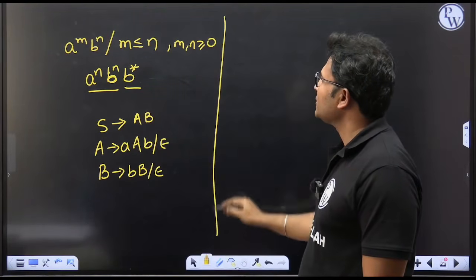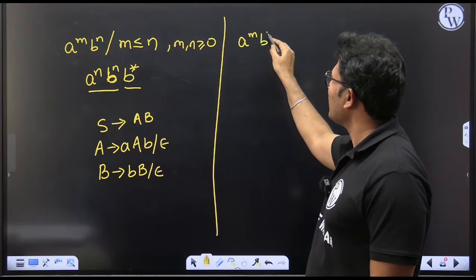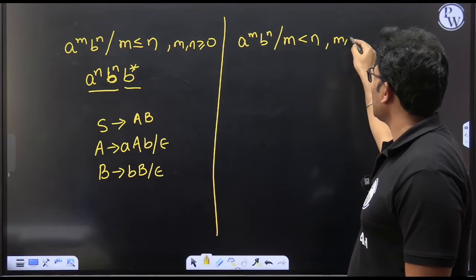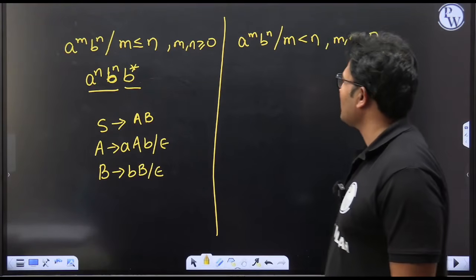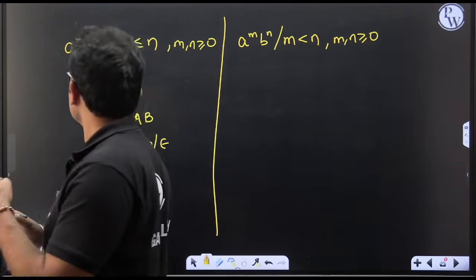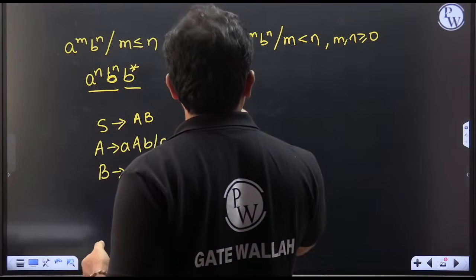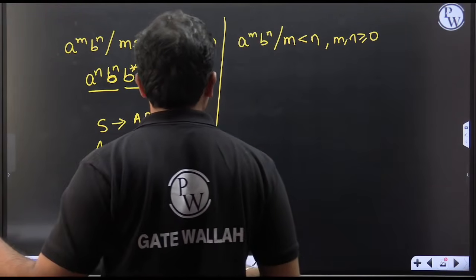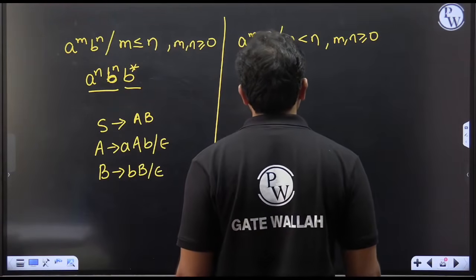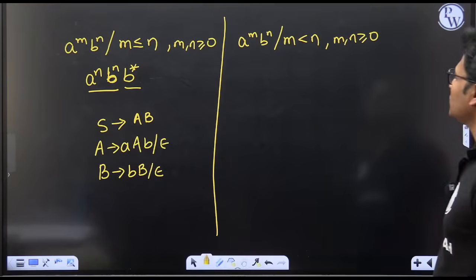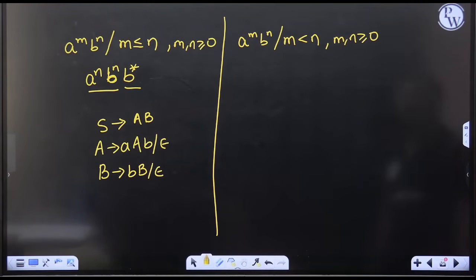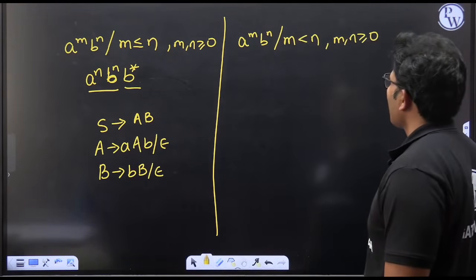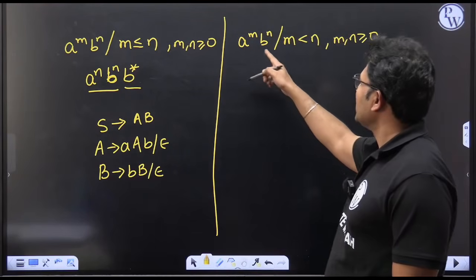Now if I write something like this, a^m b^n such that m is less than n, with m, n greater than or equal to 0, then the a's have to be less than the b's.